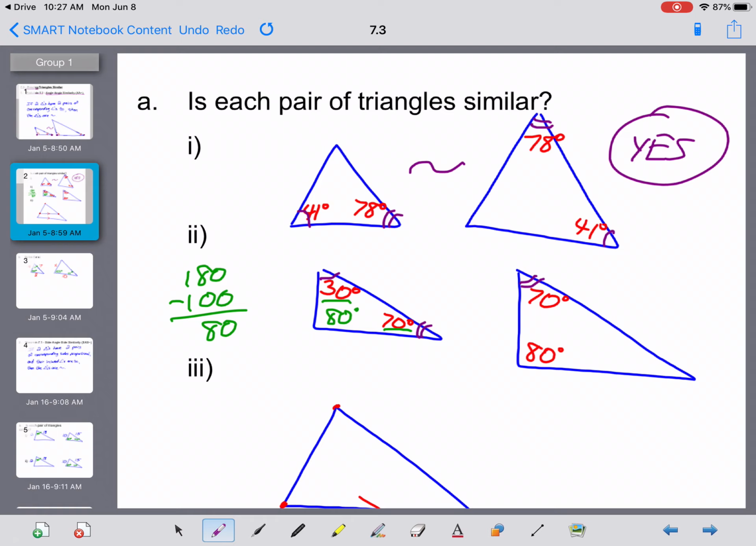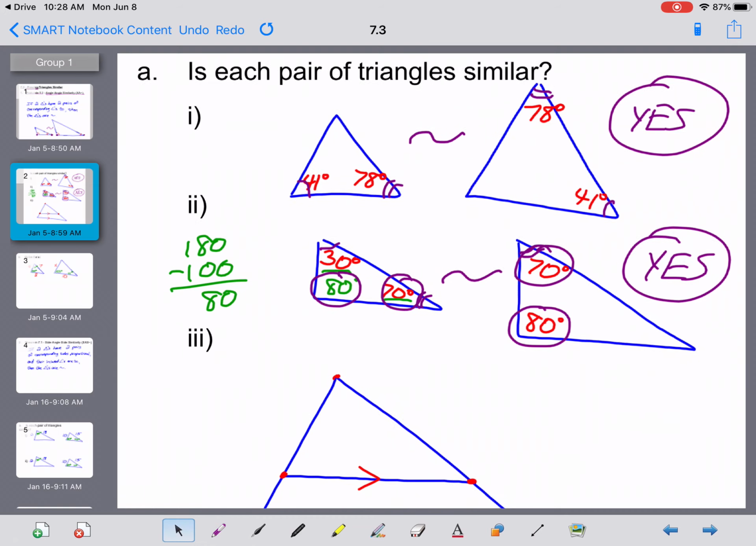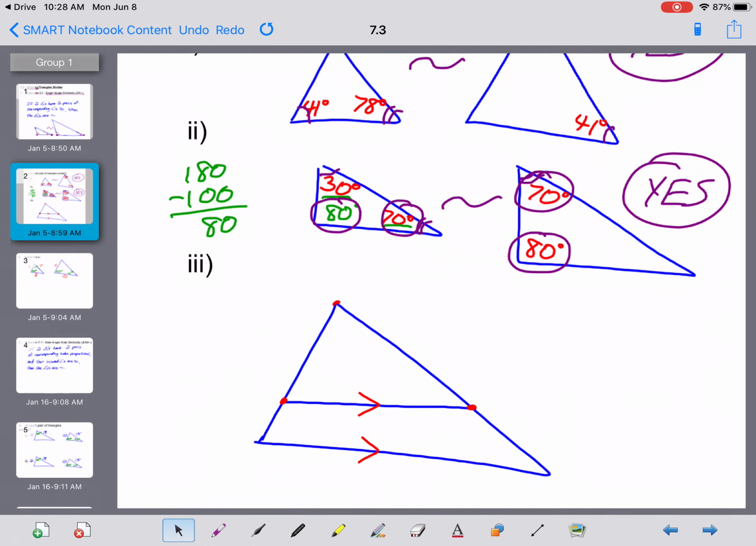And now all of a sudden we realize, wait a minute now, we've got an 80-degree angle here and an 80-degree angle here, a 70 and a 70 right there, guys. That means that we have the two pairs of congruent angles that we needed. So number 2 is also a yes for the same reason as number 1. We just had to dig for it a little bit. They didn't give it right to us. So you got to be on your toes there.